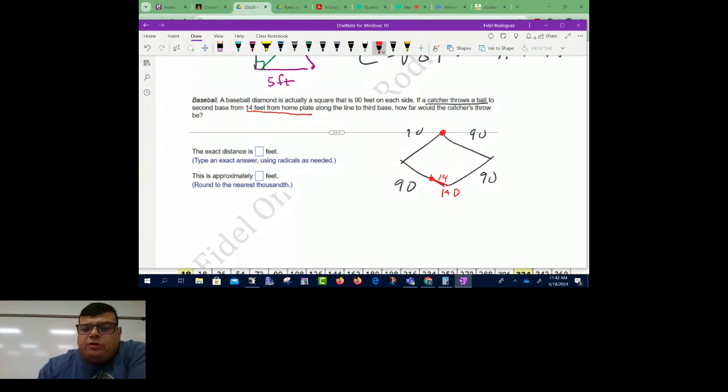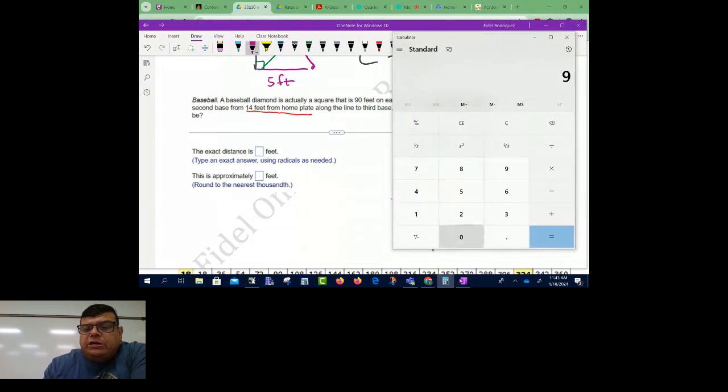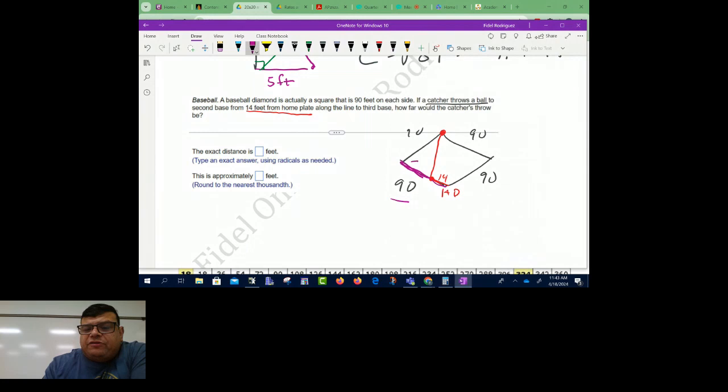So look, y'all, I'm throwing the ball this way. First thing I need to figure out is how far it is from here to here. We know the whole thing is 90, right? If that's 14, couldn't we take 90 minus 14? That's going to give me 76, y'all. And this piece is 90.